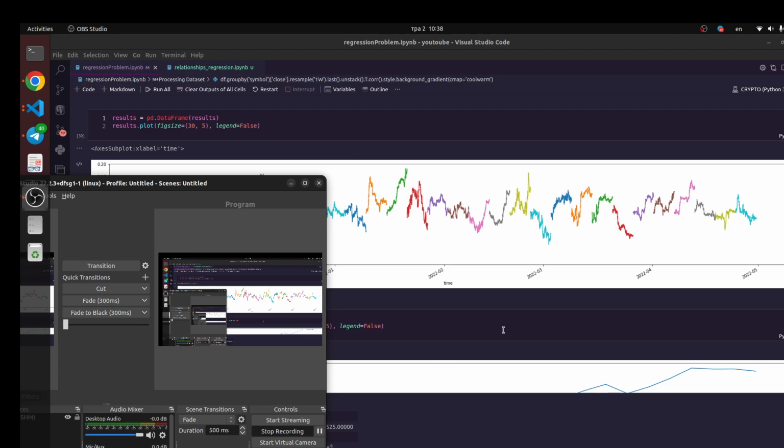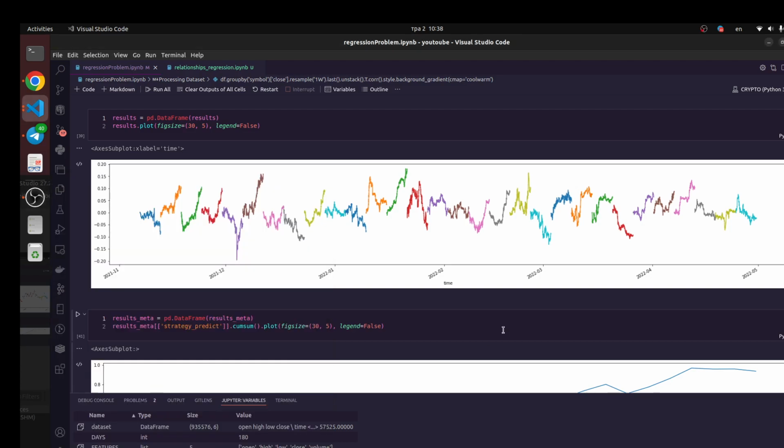Hello my friends, today we are going to continue developing our strategy. We are using a linear regression strategy, and we need to make some improvements to make the results more stable.